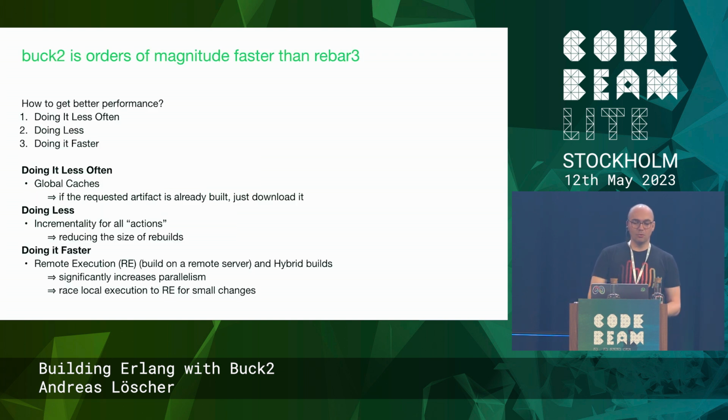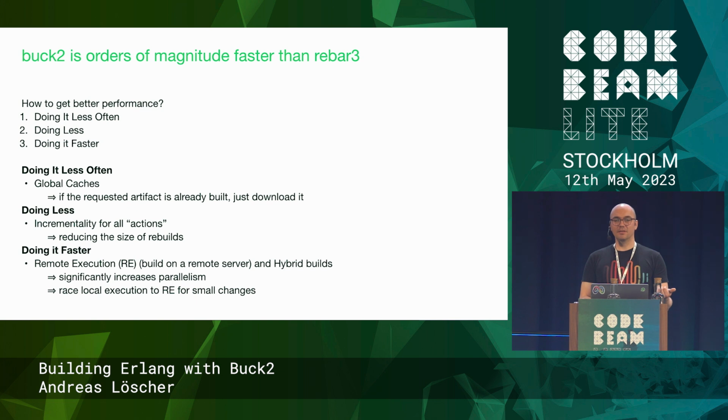So now I said it's orders of magnitude faster than Rebar3. How can we achieve this? Well, if you want to make something faster, there are three ways of doing this. You do it less often. If you still need to do it, you do less of it. And then if you have your set of work, you make sure that you do it as fast as possible. I think a lot of effort is usually spent on doing it faster, but just skipping the whole work when you can usually gives you a larger benefit.